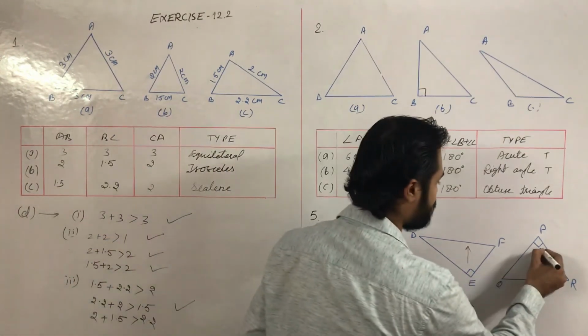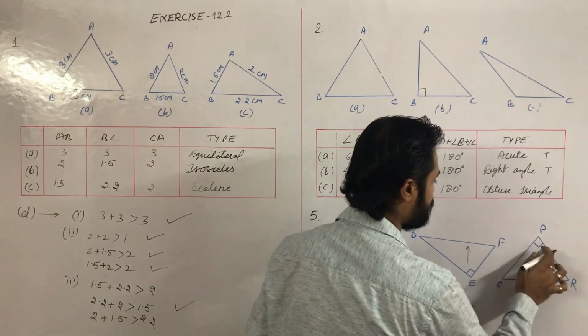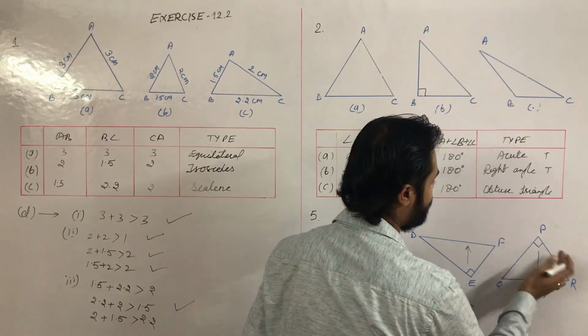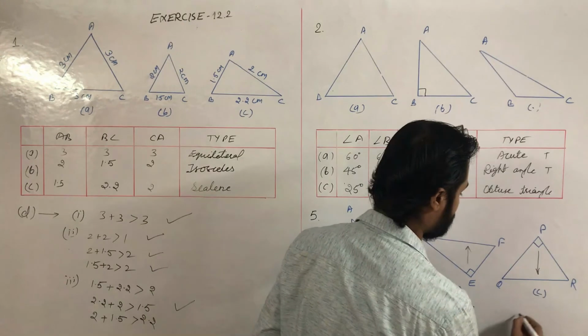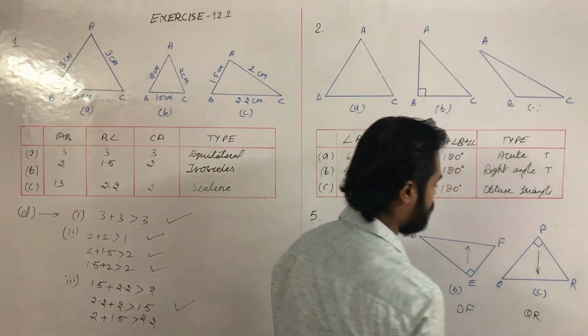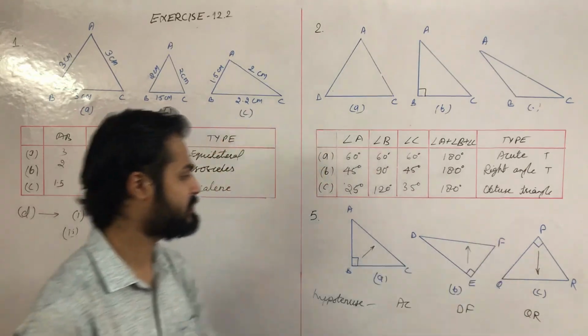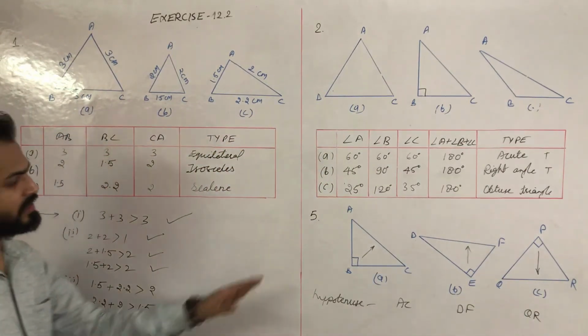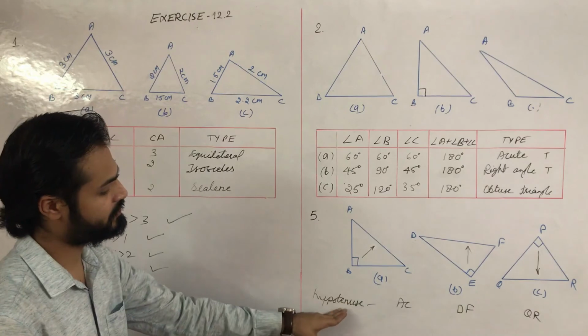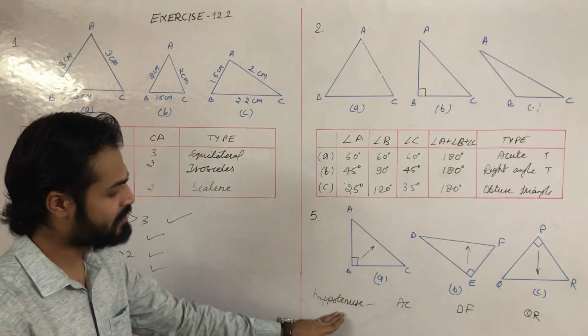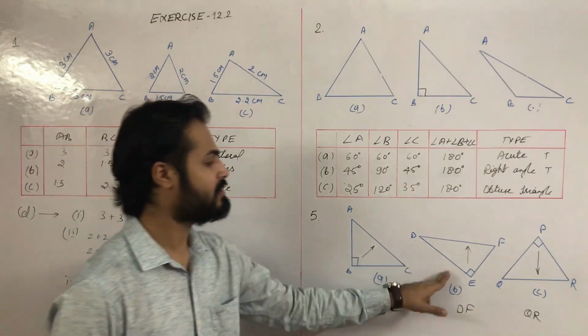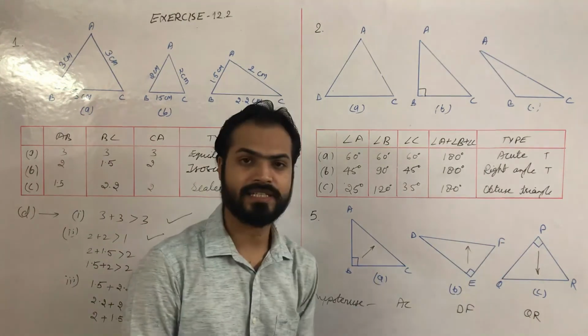And in the third case, this is the symbol of a right angle. So side QR, opposite to the right angle, is the hypotenuse of this triangle. So please solve question number 5. Just write the hypotenuse, the side opposite to the right angle, for each case.